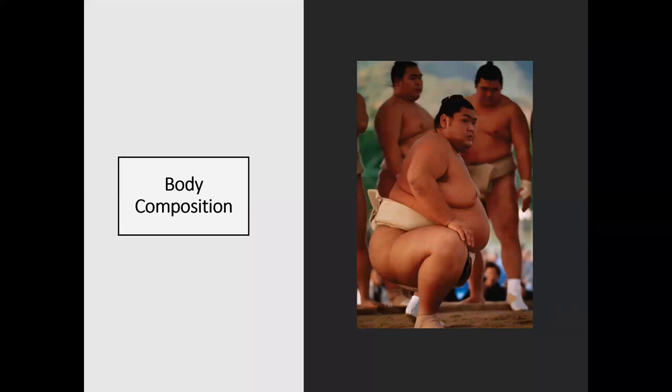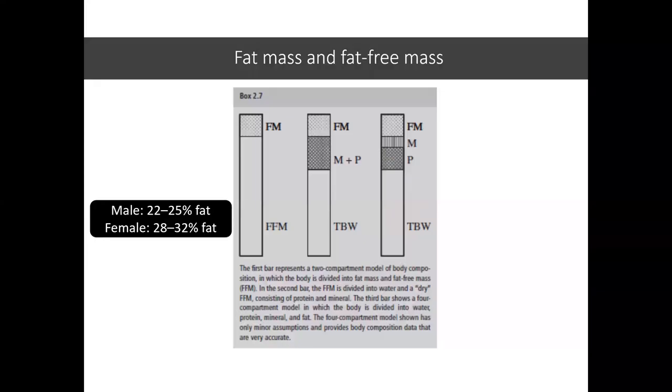So, body composition is the proportion of muscle, bone, fat, and other tissue that make up a person's total body weight. Body composition generally refers to the absolute amount of fat and non-fat tissue within the body. So it simply can be divided into fat mass and fat-free mass. The other method is to divide it into fat mass, mineral and protein, and total body water.